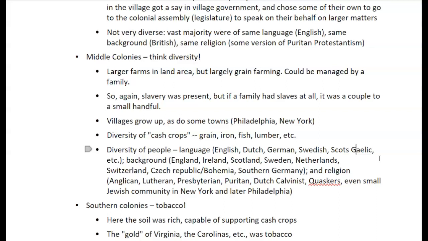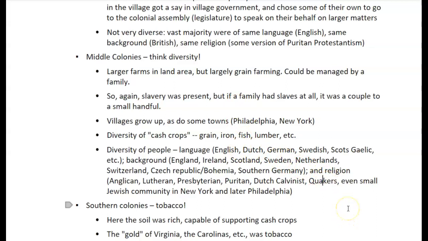Villages grow up in the middle colonies, as do some towns, some cities, Philadelphia, New York. And you had a diversity of cash crops. Grain, iron. There's iron deposits here on Staten Island. Toad Hill had iron mines on it. Fish here too, lumber, etc. The big thing is the diversity of people here.